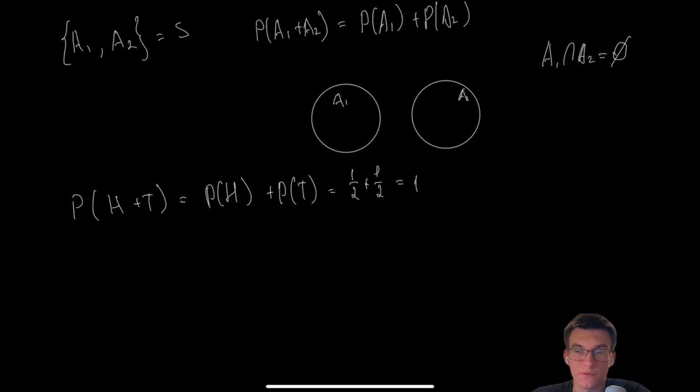These three axioms form the foundation of modern probability theory. They give us a rigorous framework that solves the vagueness problems we discussed in our previous video. In our next video, we'll explore how these axioms lead us to some really interesting and useful properties of probability theory.